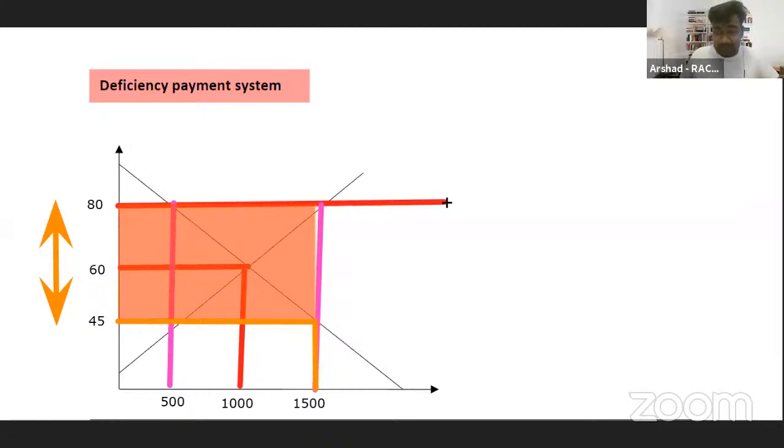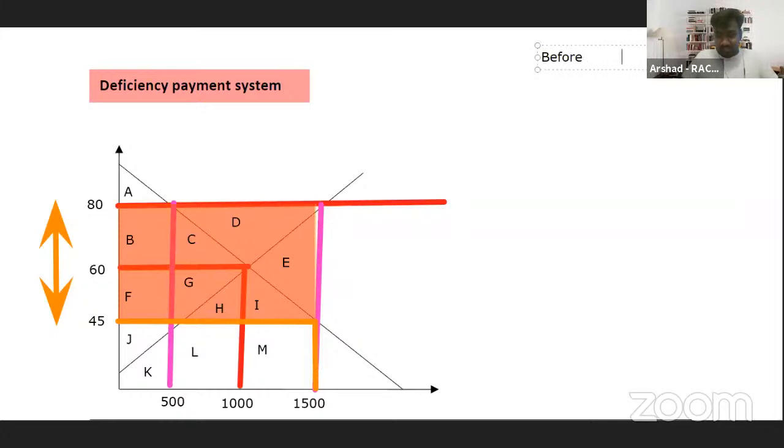Yeah, right. So we look at the letters here. We look at the consumer surplus and all of it now. A, B, C, D, E, F, G, H, I, J, K, L, M.